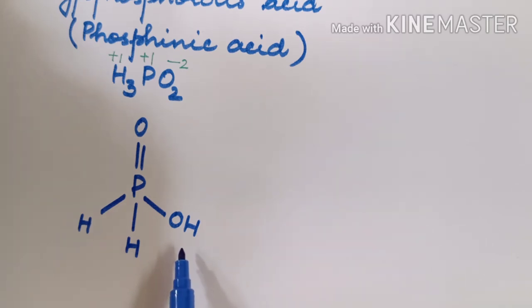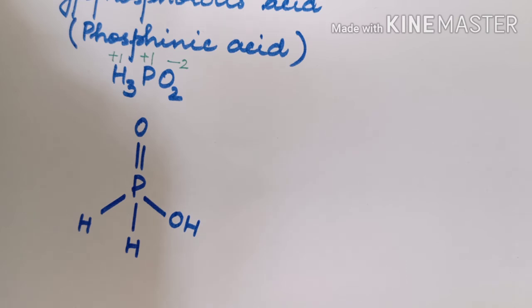Coming to the oxo acid, here we find that one hydrogen is in turn attached to the oxygen. This is the acidic hydrogen or the replaceable hydrogen. So the basicity or the strength of the acid is decided by the replaceable hydrogens. So here we find that only one replaceable hydrogen is there, and so basicity is 1, and we can call it as a monobasic acid.